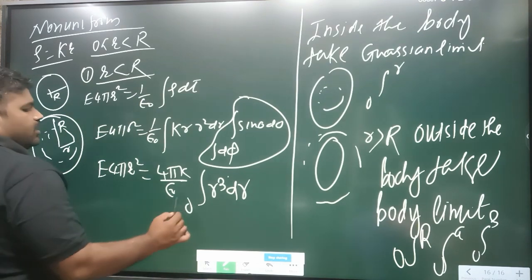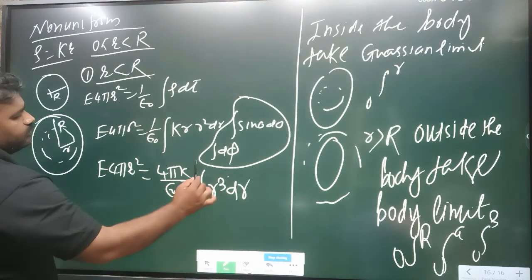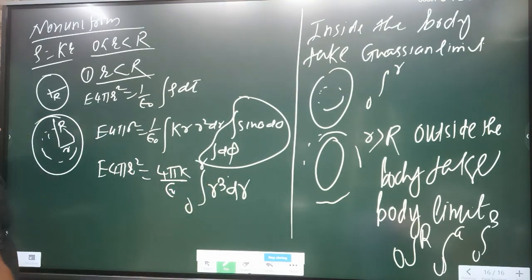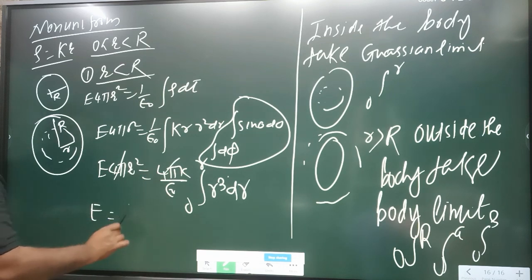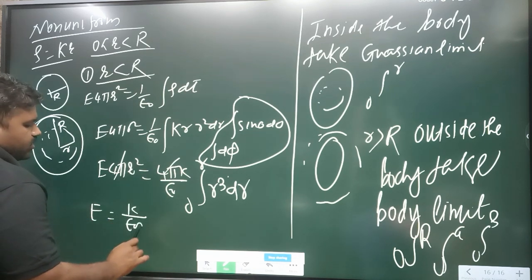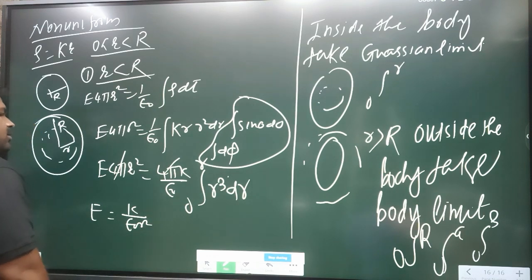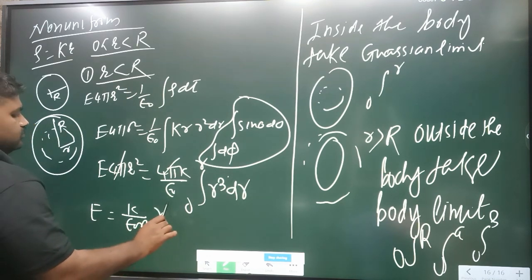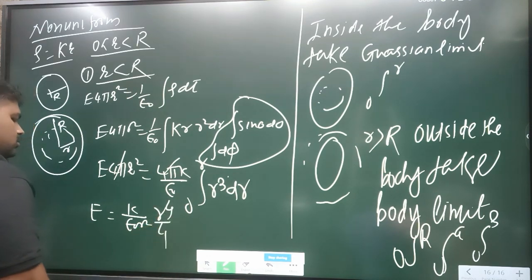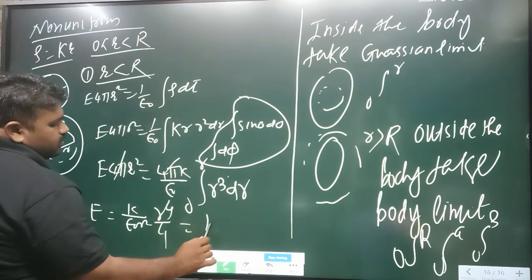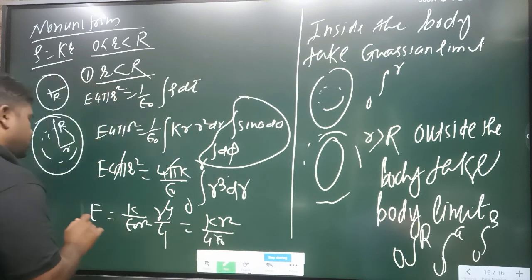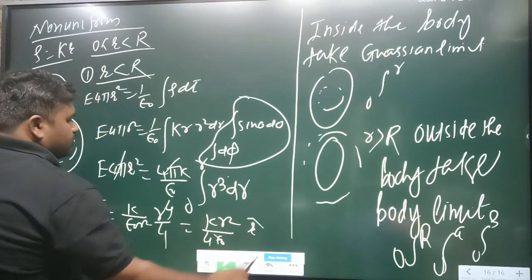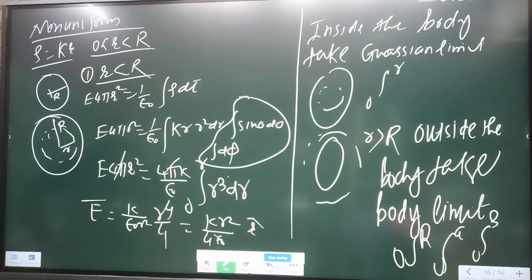Inside, the limit is 0 to small r. This 4 pi gets cancelled. E is equal to k upon epsilon naught r square, times the integration of r to the power 3, which is r raised to 4 by 4, small r raised to 4 by 4. This is equal to k r square upon 4 epsilon naught. This is E in.